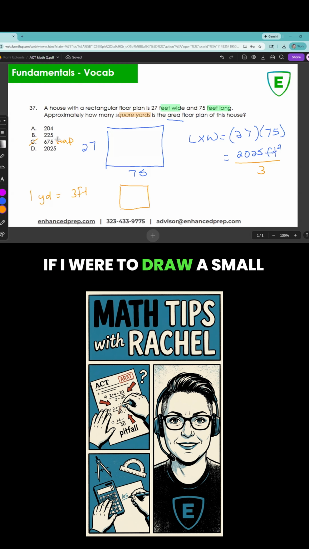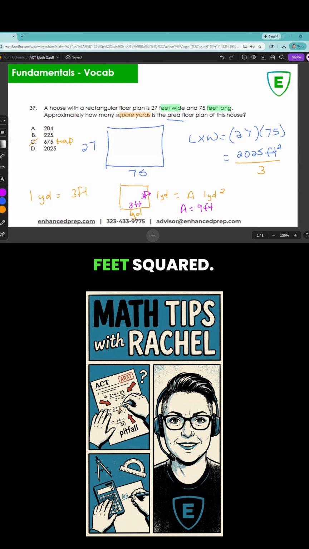If I were to draw a small box that is 1 yard by 1 yard, I'm recognizing that the area on this is 1 yard squared. But we have to remember that this is 3 feet by 3 feet in terms of that conversion. So the area on this is 9 feet squared. So I can't divide by 3, I'd have to divide by 9. Okay, it's really hard to remember that when we're in the heat of the moment of trying to get through our questions quickly and accurately.